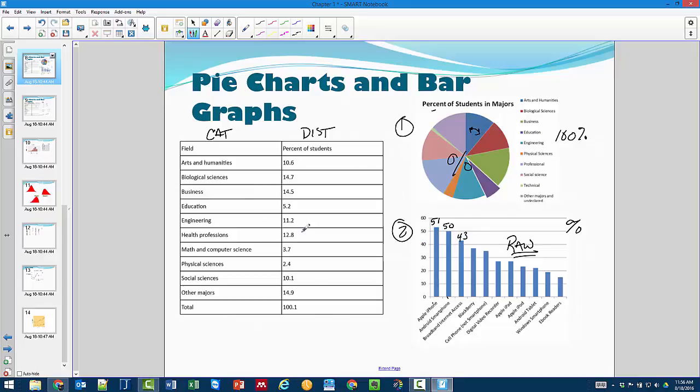One of the things that you'll also notice is that both of these are really good ways of doing categorical data. In our next video, we're going to take a look at a histogram, and we're going to specifically compare a histogram to a bar graph and try to understand the differences between those two.